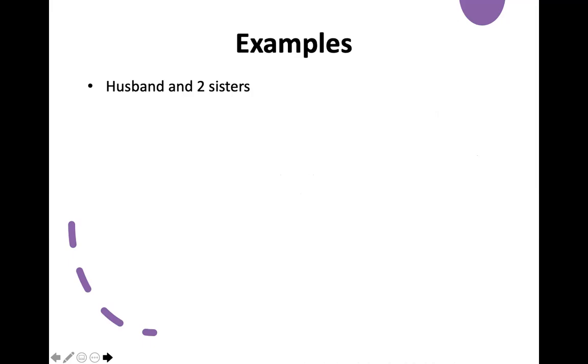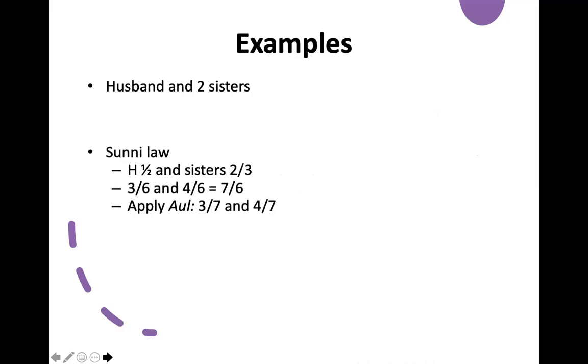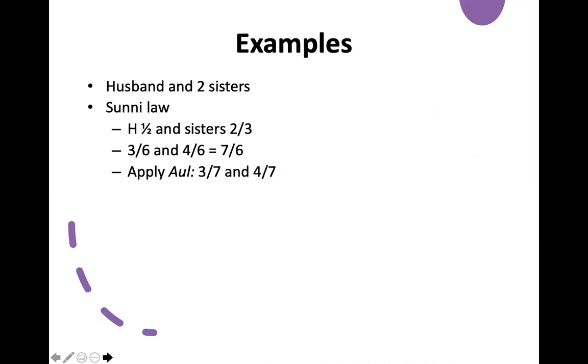Somebody died and left behind husband and two sisters. Under Sunni law, husband gets 1/2 because there are no children and sisters get 2/3. If we divide, the LCM of 2 and 3 is 6. Husband will get 3/6 and sisters will get 4/6. So the allocated share is 7, but the actual shares are 6. This is an issue of aul. So there is a reduction. We will have to reduce the shares. How will we do it? We will just divide the reduction equally. So husband will get 3/7 and sisters will get 4/7.